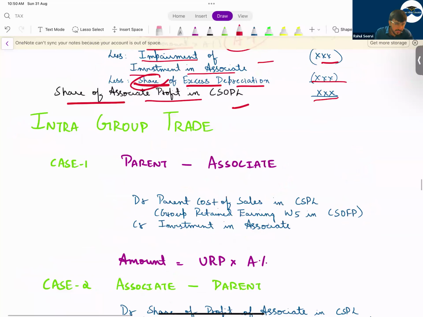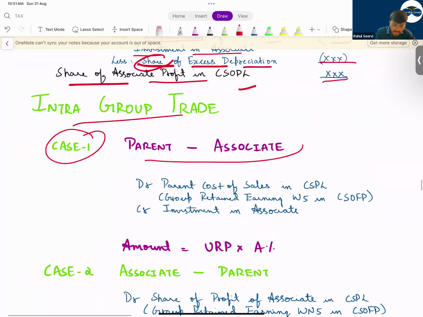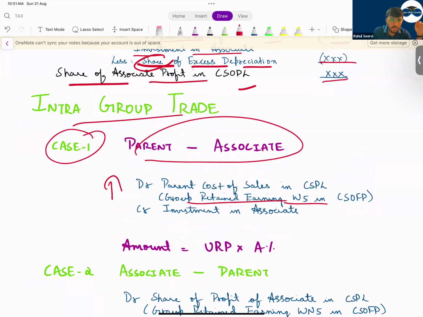Now see intra-group trades. How will we do it? Case one: parent is selling to associate. If parent is selling to associate, can I say parent recorded more profit? So you will reduce. In the case of P&L, you will increase the cost of goods sold, and this will affect the parent company. In the balance sheet, you will reduce the group retained earnings.